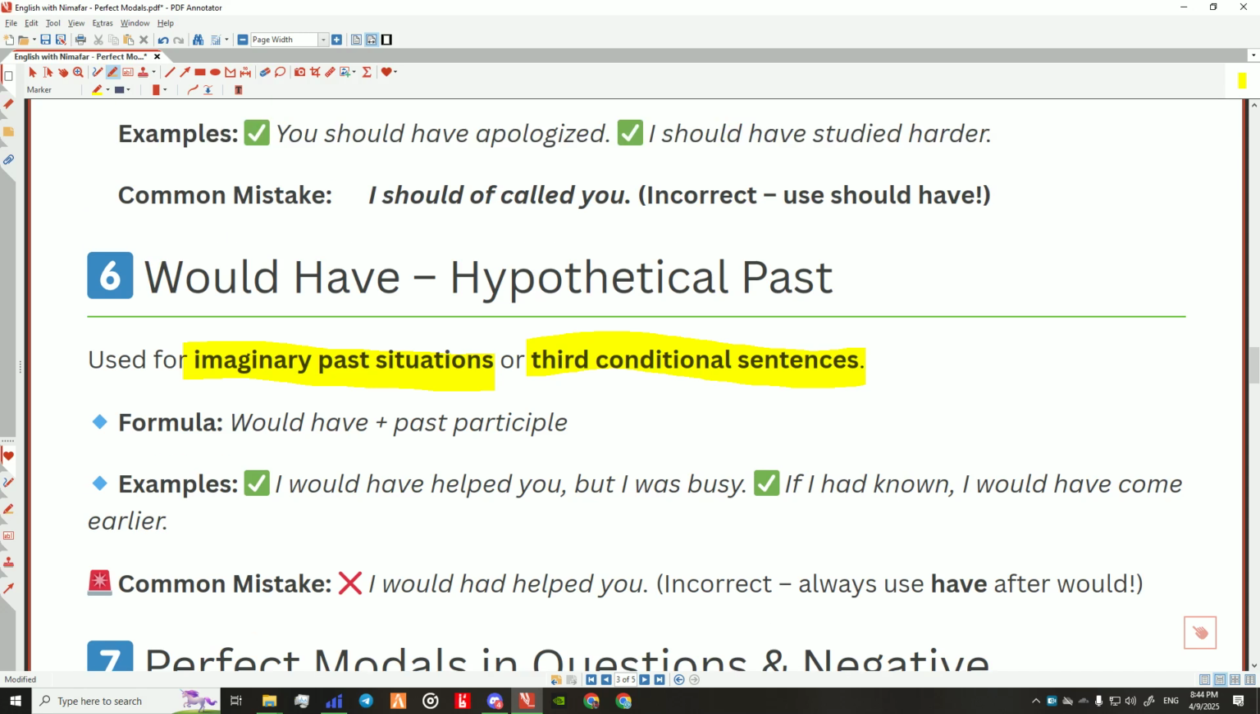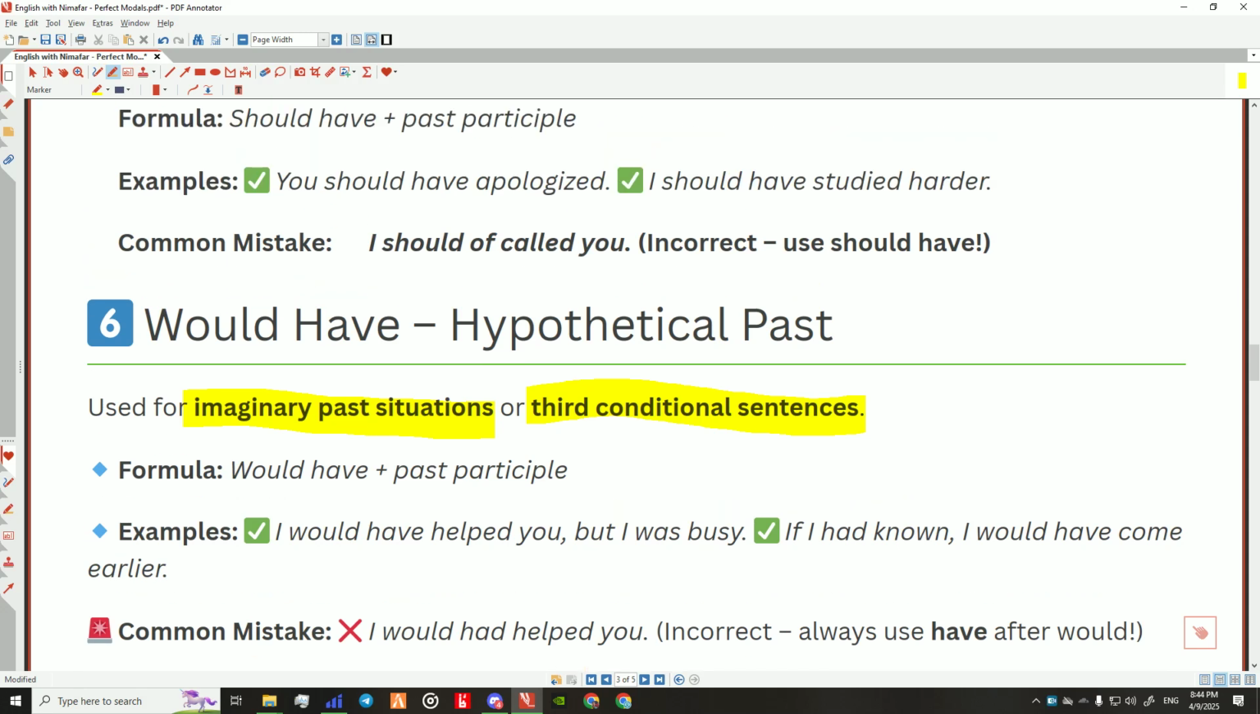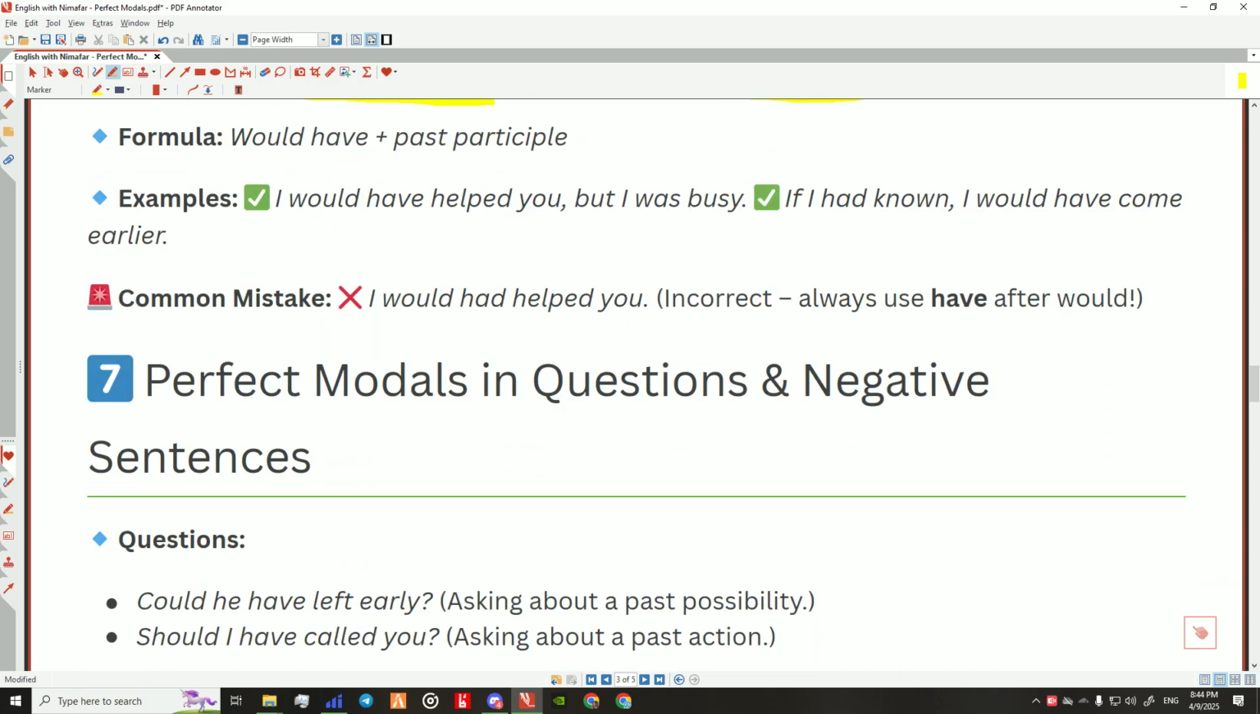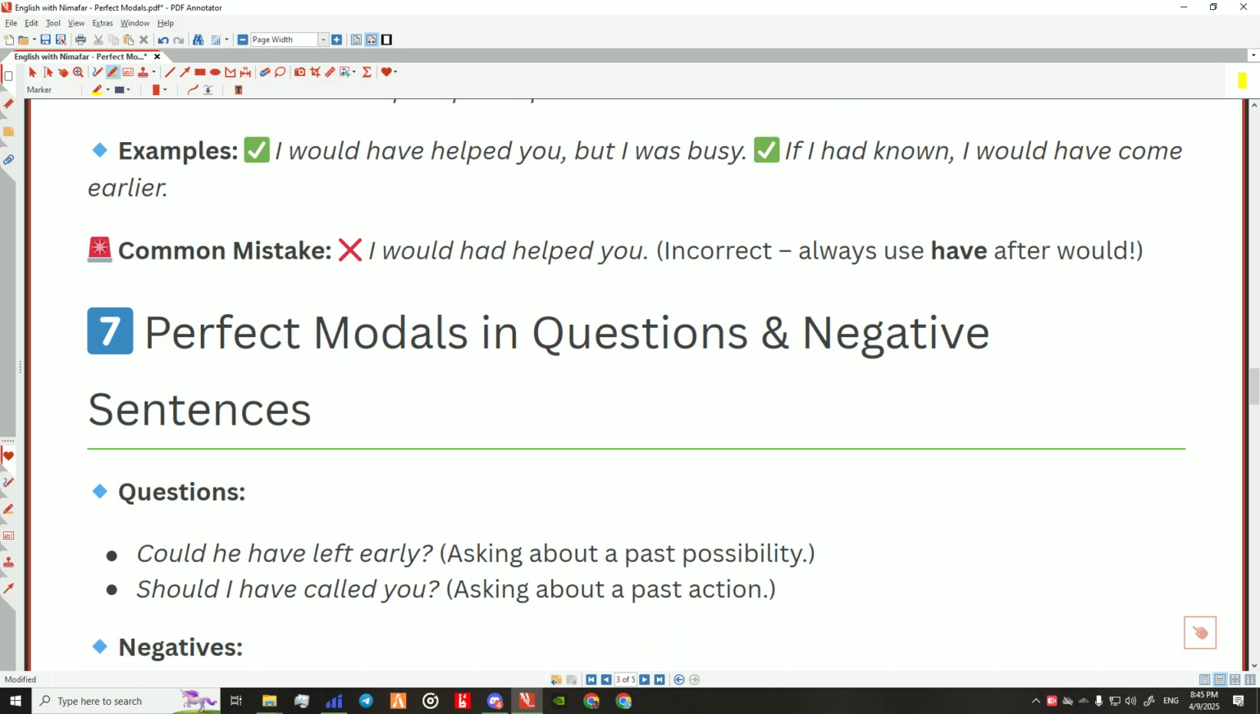So something we use in third conditionals. Like in this case, hypothetical past, we exactly mean third conditionals. Perfect modals in questions and negative sentences. I mean, these are too easy. But let's just say.